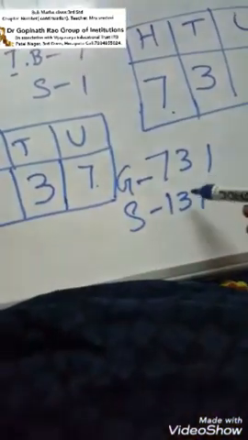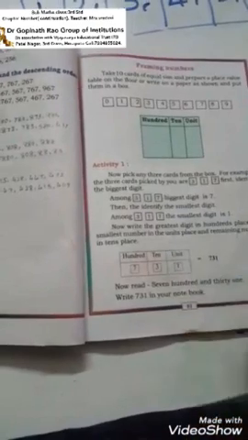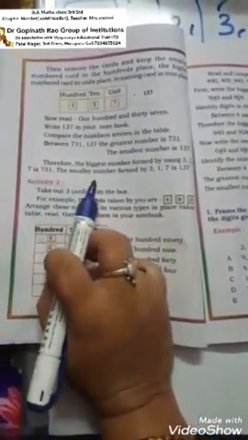Okay, children. So this is your activity 1 which is there in the textbook. See, this is your activity 1. First we have taken the numbers in the box and picked three numbers, that is, we have picked 317. We have selected the bigger number and the smallest number. Among that we have written the biggest number in the hundreds place and the smallest in the units place. After comparing, we got the greatest number 731 and the smallest number 137. So this is your first activity.